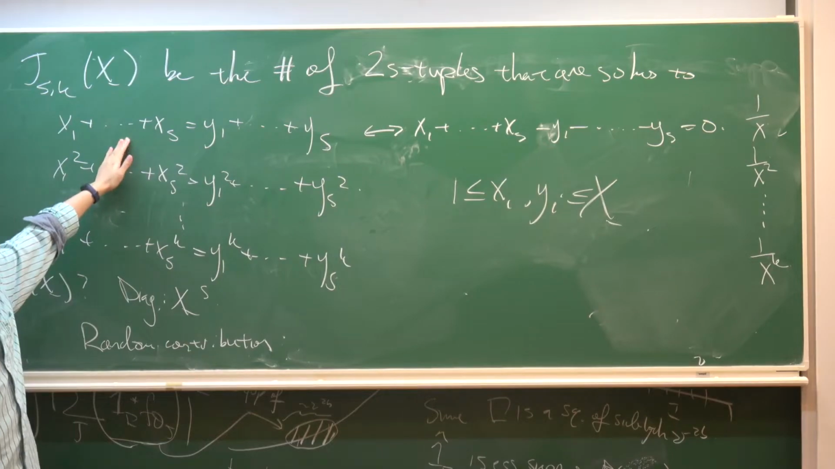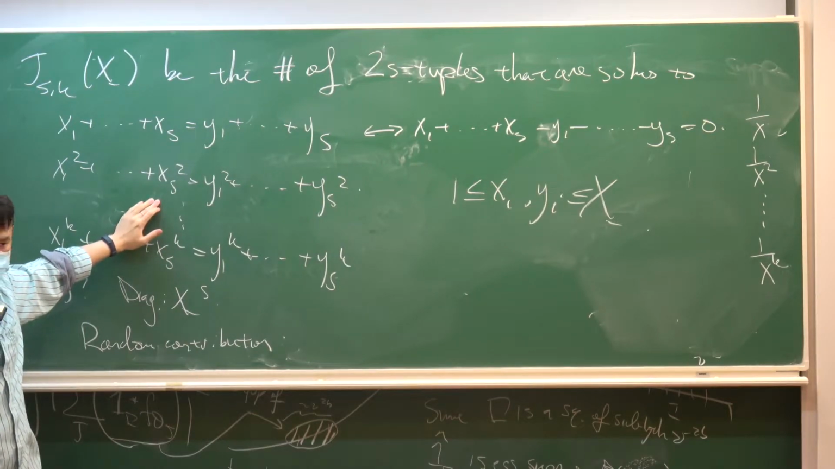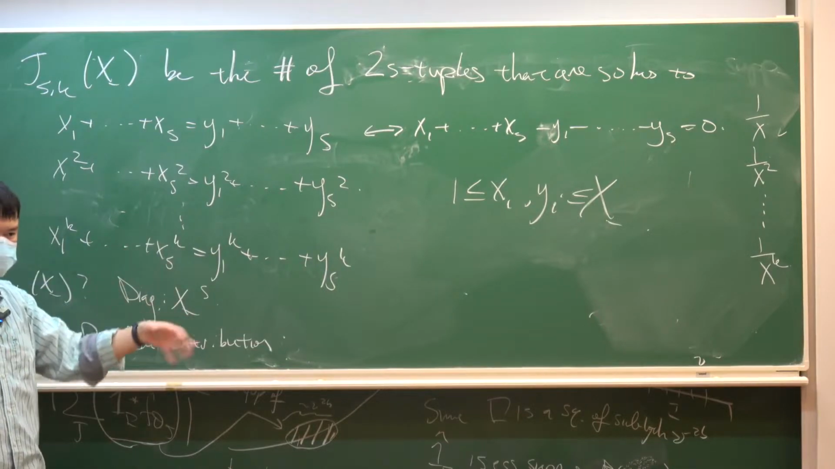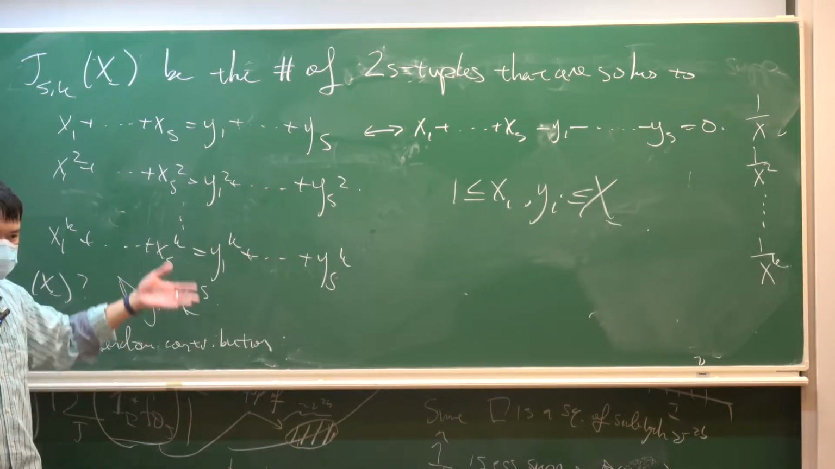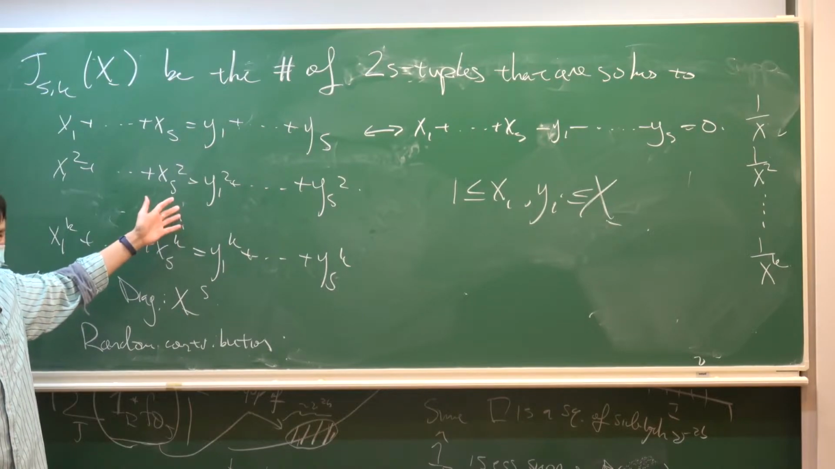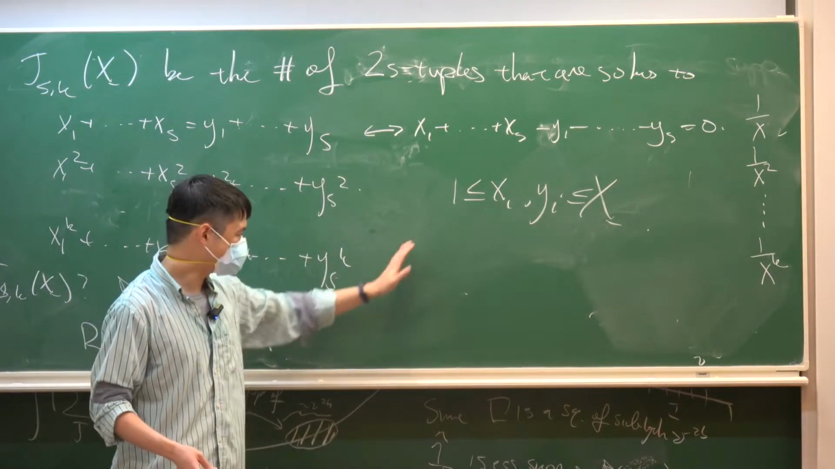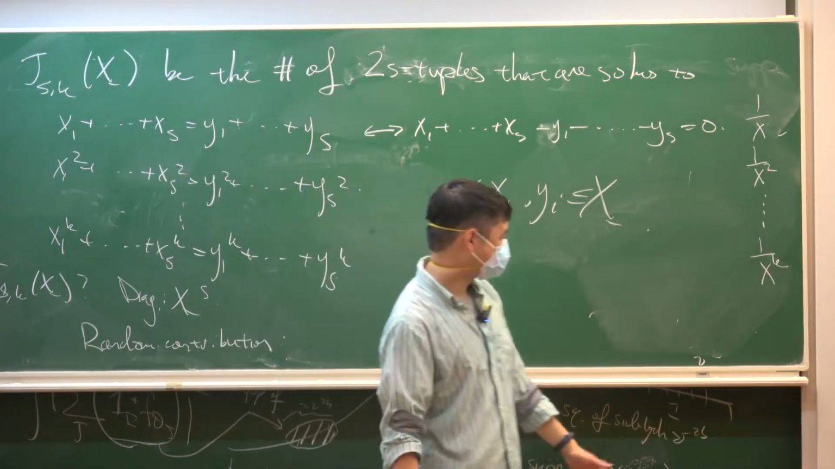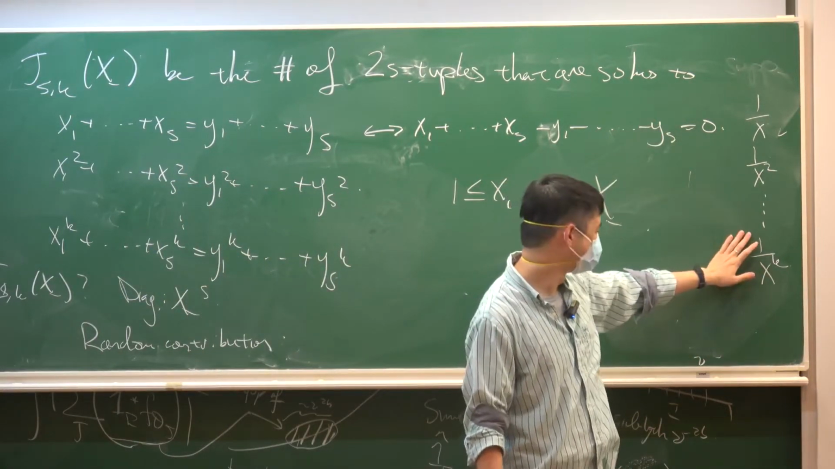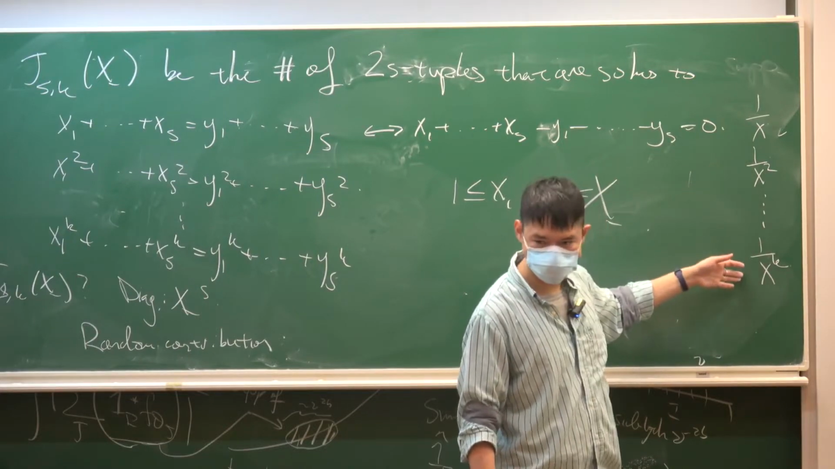Additionally, if I satisfy the linear equation, there's no real reason why I should satisfy the quadratic equation in general. There's no algebraic conspiracy here. The linear equation should be satisfied independent of the quadratic equation, etc. So these are all independent events. So if I take a random 2s tuple, what's the probability I satisfy the whole system? Well, I just multiply the probabilities.